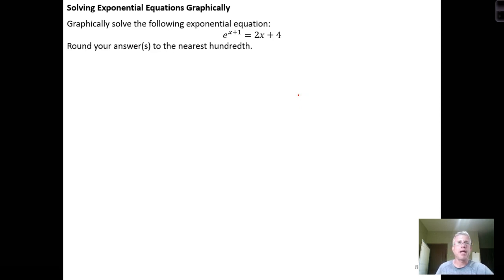Now we want to take a look at solving exponential equations graphically. Here we're being asked to solve the equation e to the x plus 1 equals 2x plus 4. So on the left-hand side we have an exponential expression, and on the right-hand side I have a linear expression, and I want to know when these two expressions intersect with each other if we graph them. And notice here we're being asked to round to the nearest hundredth.